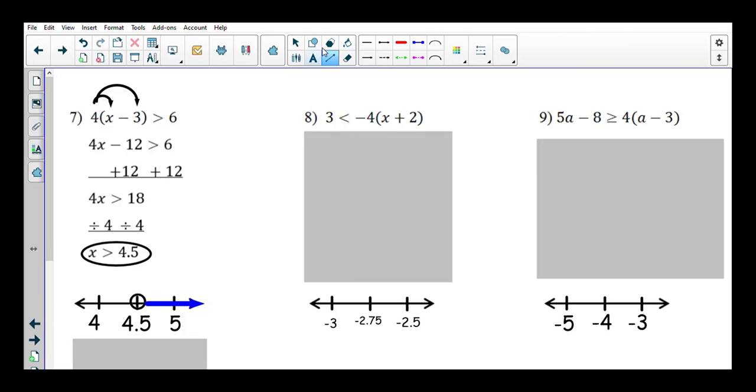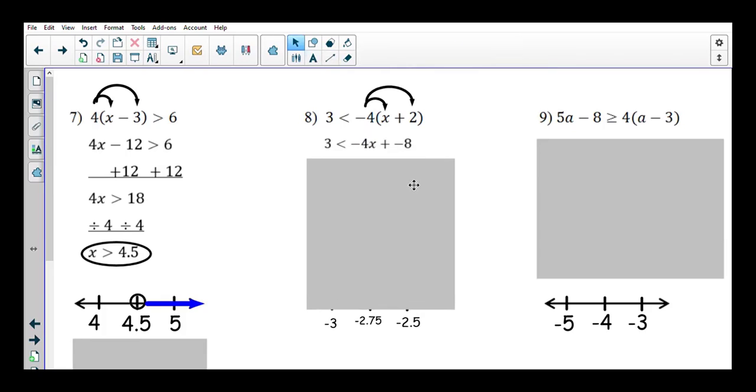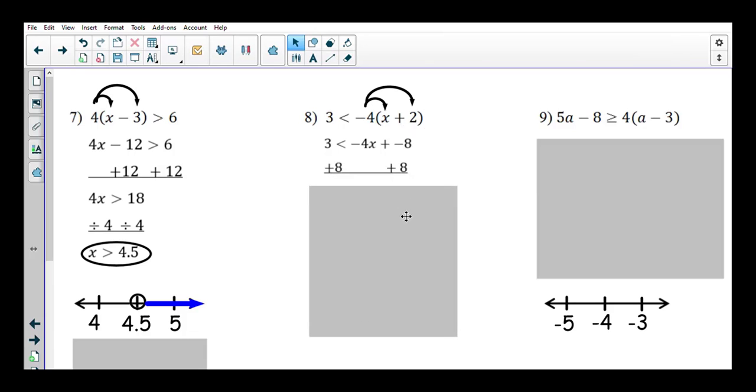Number 8, another distributive property question. Let's distribute this negative 4 into the parentheses. Negative 4 times x is negative 4x. Negative 4 times 2 is negative 8. Let's get rid of this plus negative 8. The inverse of that is to add a positive 8 to both sides or subtract negative 8. That will get us 11 is less than negative 4x.